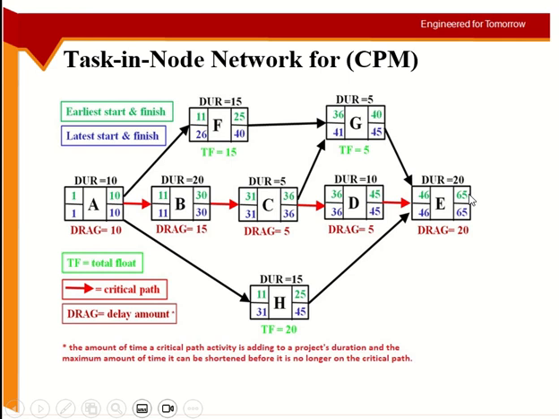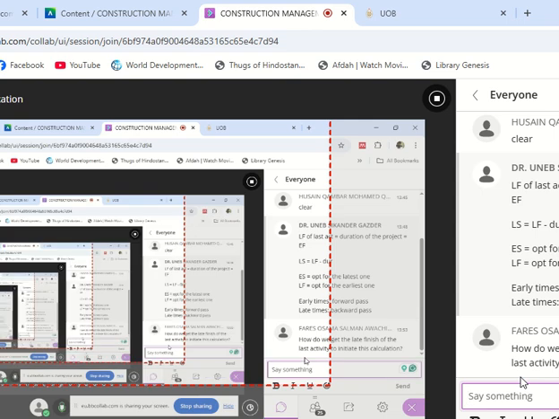Whatever is the early finish of the last activity, that becomes the late finish of the last activity as well. So these two are always the same. When you did the forward pass, you got 65. You put 65 as it is in the late time as well. This is how we initiate.